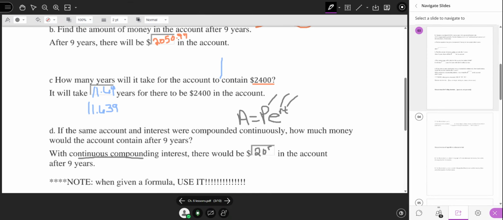Hang on just a minute, because I've got something extremely important to say. About 2051 and 2059. About $9 difference. Okay? Almost 10.